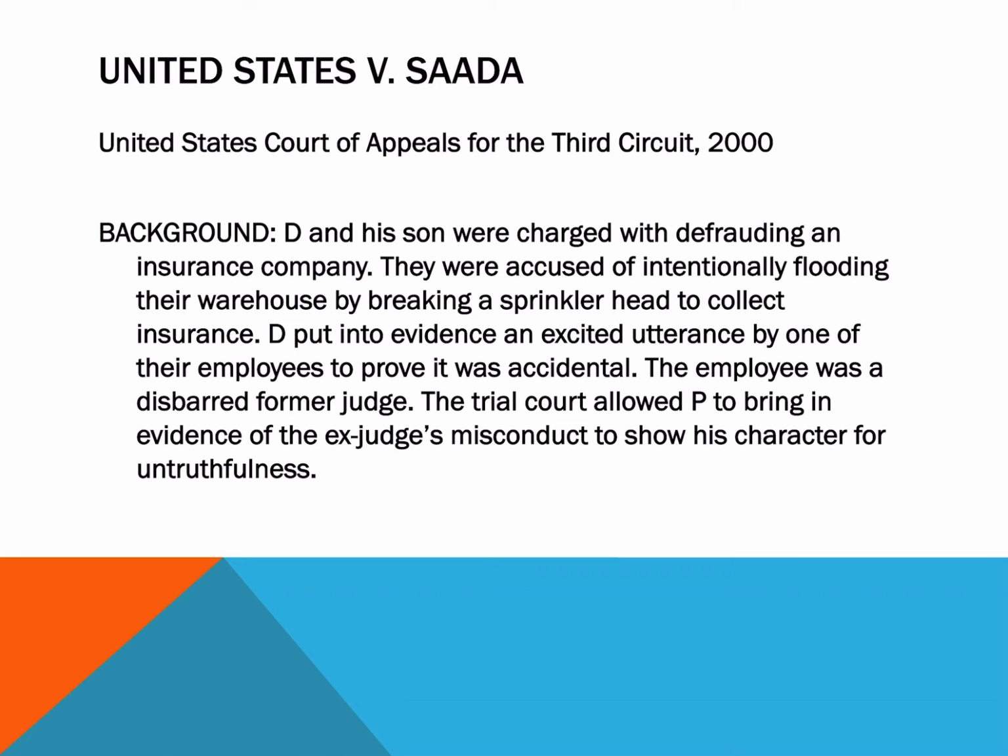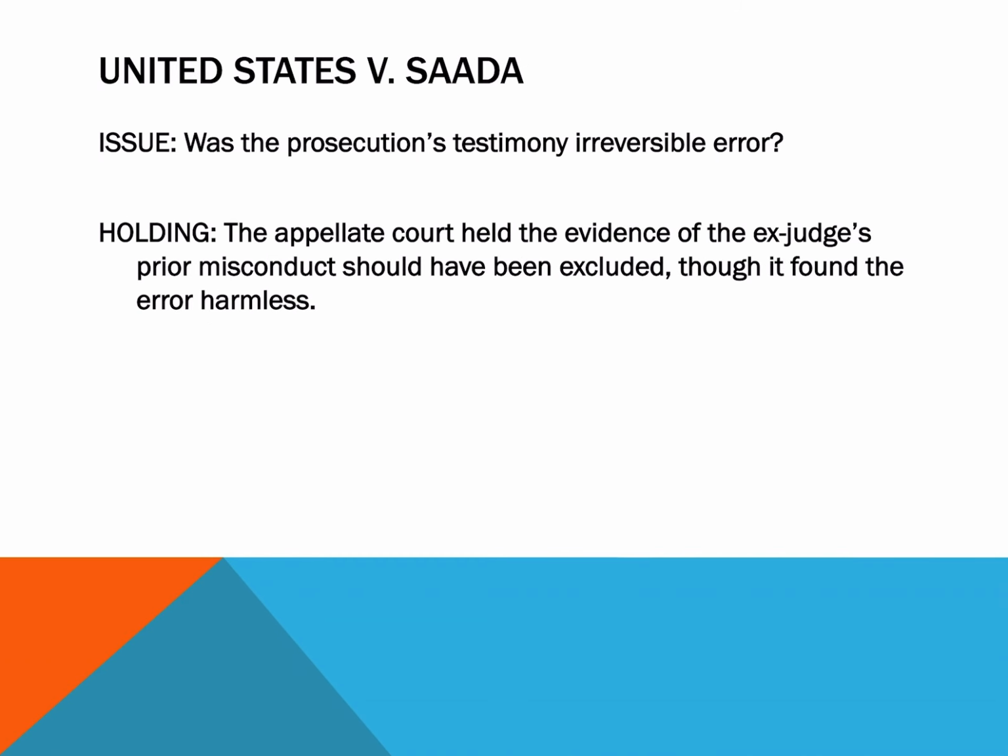The defendant put into evidence an excited utterance by one of their employees to prove that it was accidental. The employee in question was a disbarred former judge. The trial court allowed the prosecution to bring in evidence of this ex-judge's misconduct to show his character for untruthfulness. At issue was whether that testimony was reversible error, and this court held that the evidence of the ex-judge's prior misconduct should have been excluded, though again, they found that the error was harmless.